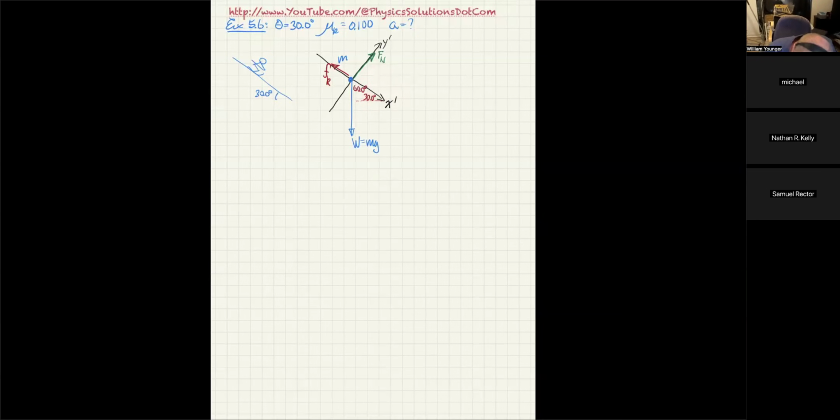So I'm going to go ahead and write up here that this is 60.0 degrees. Now, the other big thing is to realize that this slope axis and this perpendicular axis are at 90-degree angles to each other. So this too is a 90-degree angle.